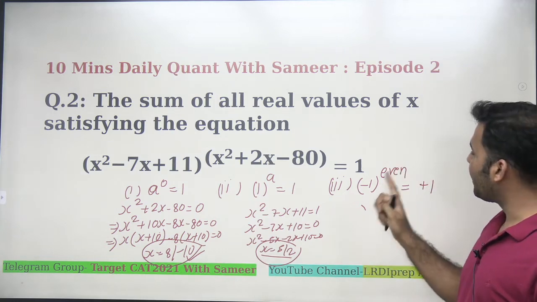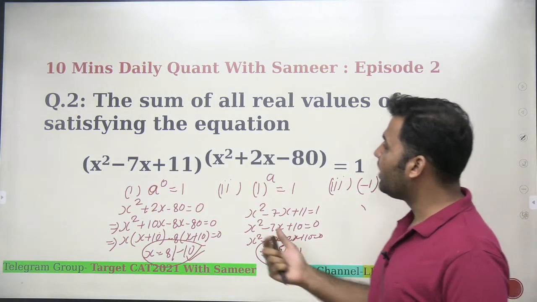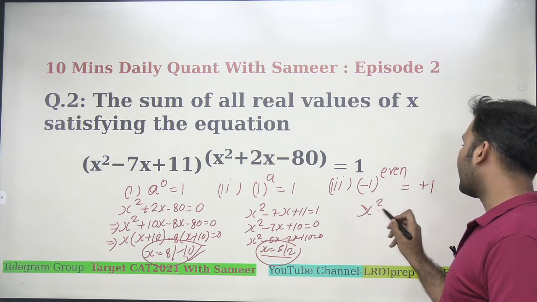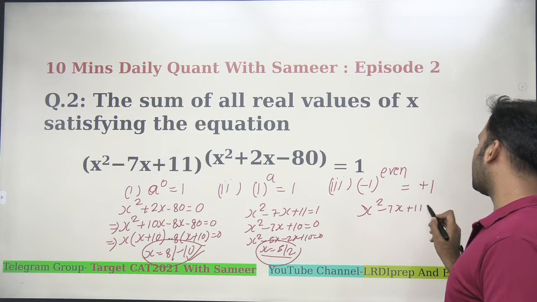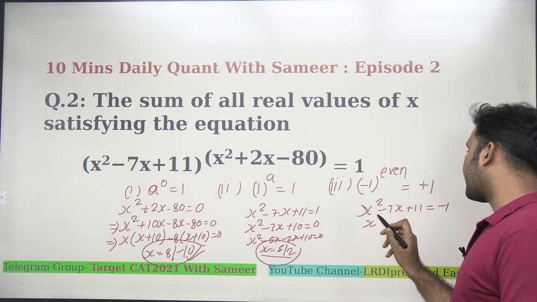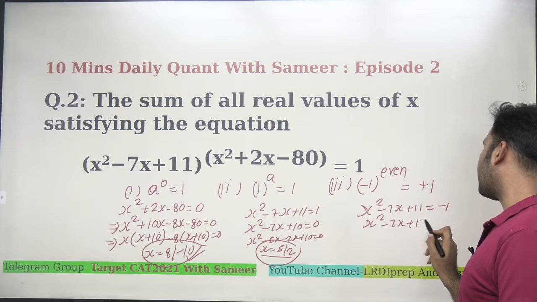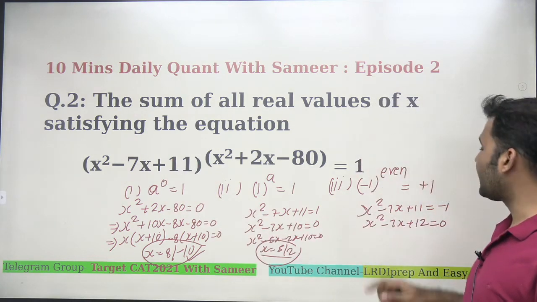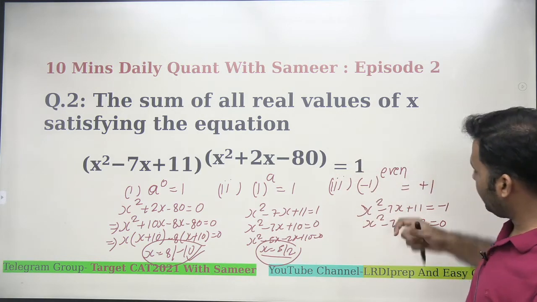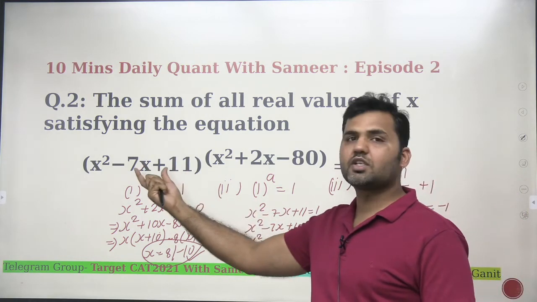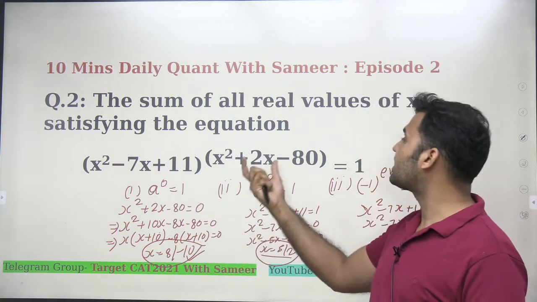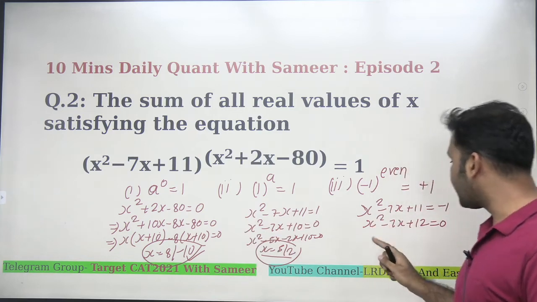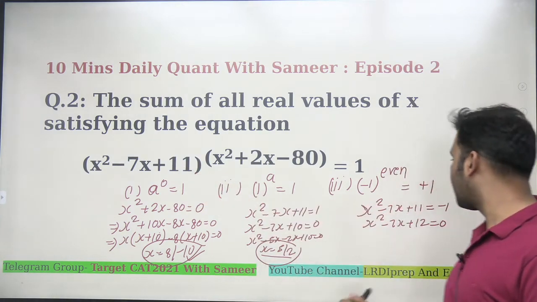The third case is minus 1 raised to power even. That means if I make the base equal to minus 1, that is x square minus 7x plus 11 is equal to minus 1, and then I have x square minus 7x plus 12 is equal to 0. I'm trying to make the value in the bracket equal to minus 1, right? And then I have to make sure that at the values of x where this is equal to minus 1, the power should be even, right? So let's find out the values of x for which this will be equal to minus 1.